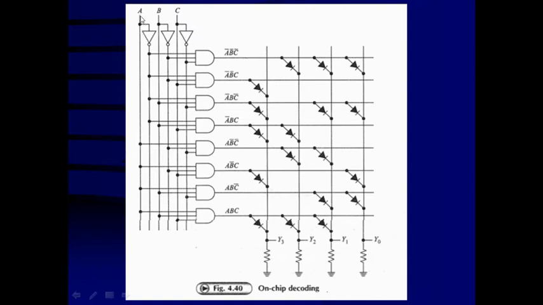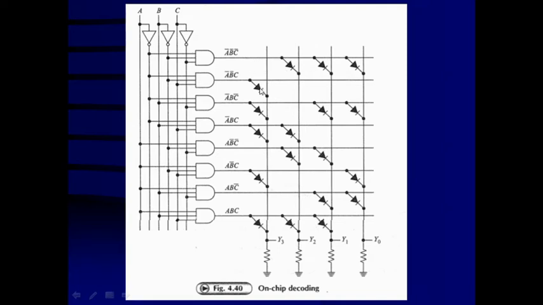So when you select A bar, B bar, C bar, that means when A is equal to 0, B is equal to 0 and C is equal to 0, A bar, B bar and C bar are high. So the output of this AND gate is high. Out of 8, only one of the output lines is activated. That's why it is known as a 1 of 8 decoder. 3-line to 8-line decoder, or 1 of 8 decoder, it is called, because only one of the 8 output lines is activated. Now these 8 output horizontal lines are connected with 4 vertical lines through the diodes.